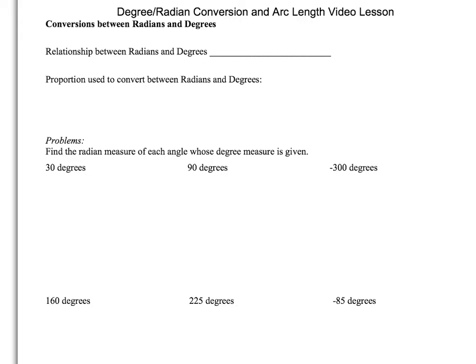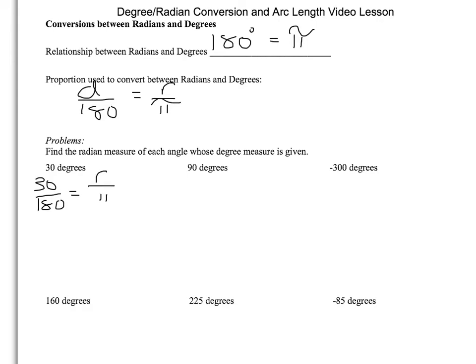ways to measure angles. The relationship between radians and degrees is that 180 degrees is equal to what's called pi radians. The proportion we use to help us convert between radians and degrees is d over 180 equals r over pi. Let's practice using that proportion for this first problem below. It says find the radian measure of each angle whose degree measure is given. So it's going to be 30 over 180 equals r over pi.